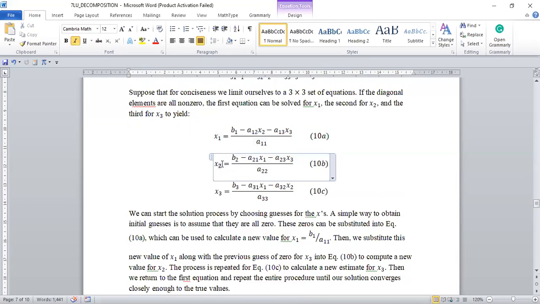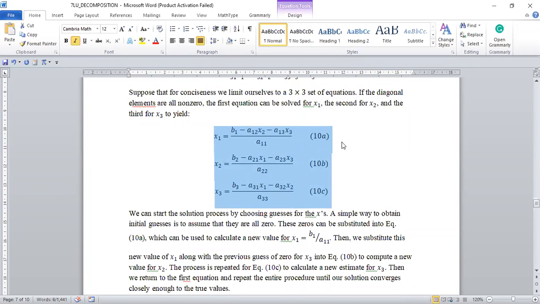Then to get x2, we already know x1, so we put in the value for x1 we solved here. Then our x3 is still 0 because we don't know it; we just guess it at 0. So now we have x1 and x2. To solve for x3, you put in x1, which you solved here, then you put in x2, which you solved here, to find x3. So it's an iterative approach. After doing this, that is going to be your first iteration.